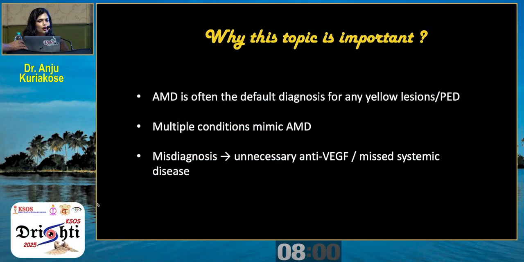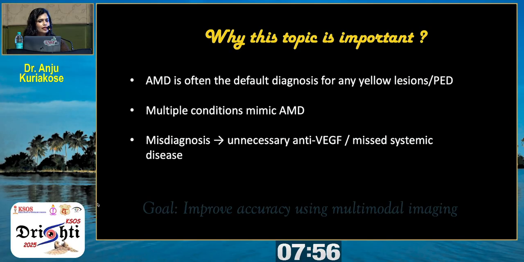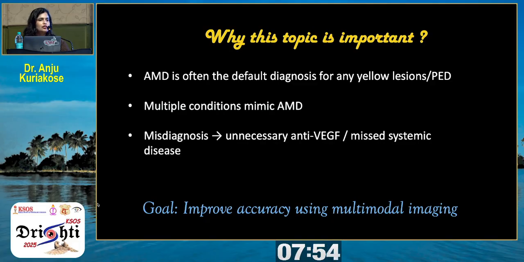Once again, good morning. I'm going to talk about subretinal yellow spots, bleed or PED. Is it really AMD? Why is this topic important? AMD is often the default diagnosis for any yellow lesion or PED. Multiple conditions mimic AMD, which leads to misdiagnosis, unnecessary anti-VEGFs being given, and missed systemic disease. With this talk, my goal is to improve the accuracy using multimodal imaging.